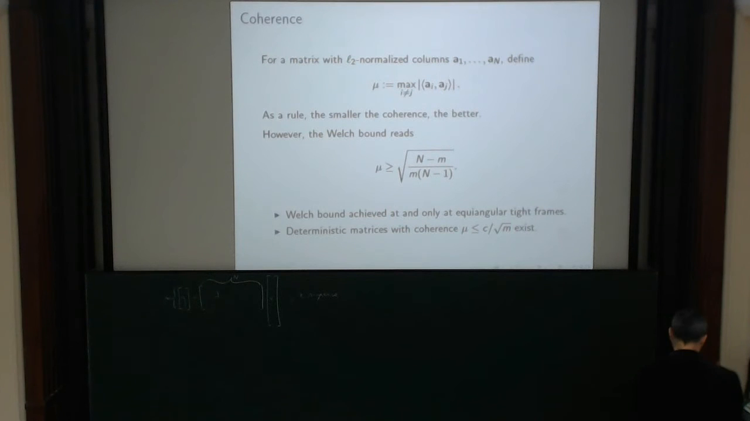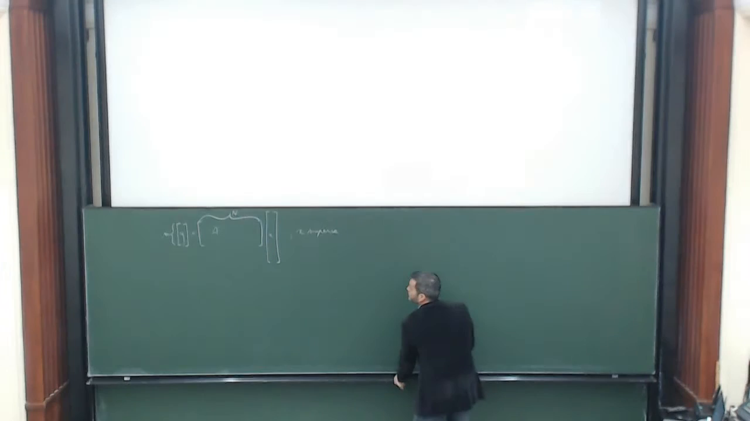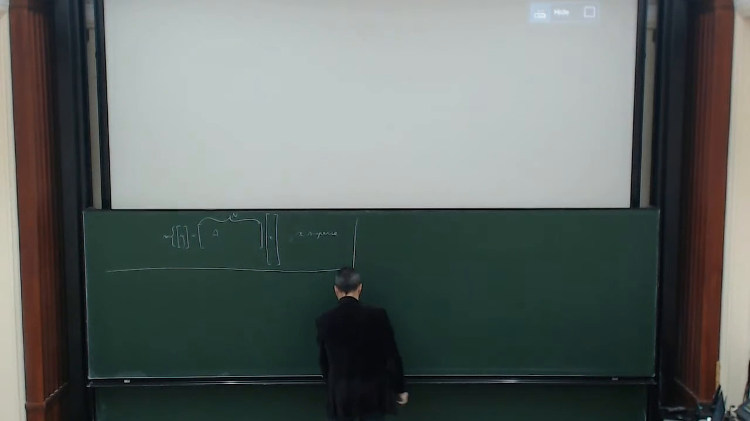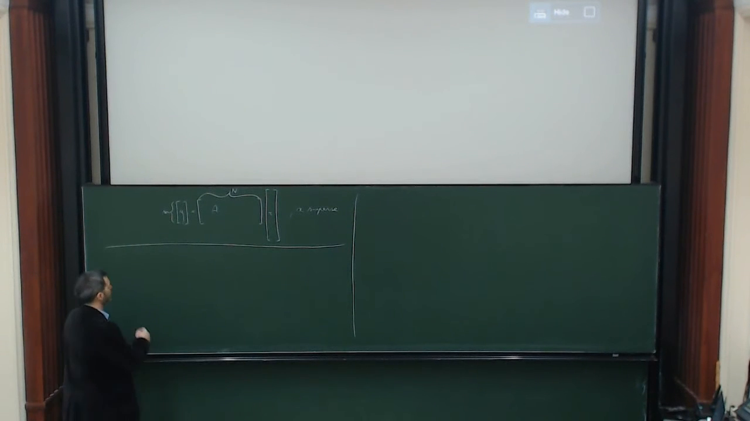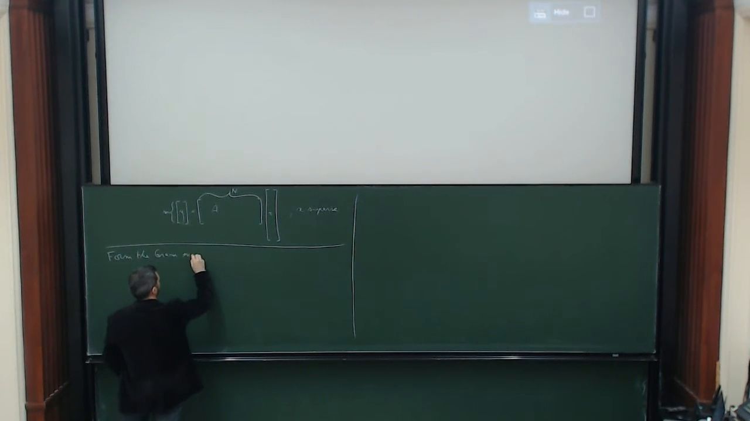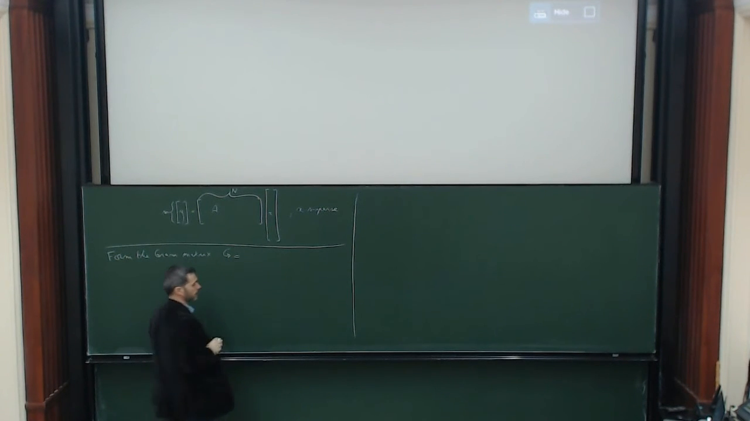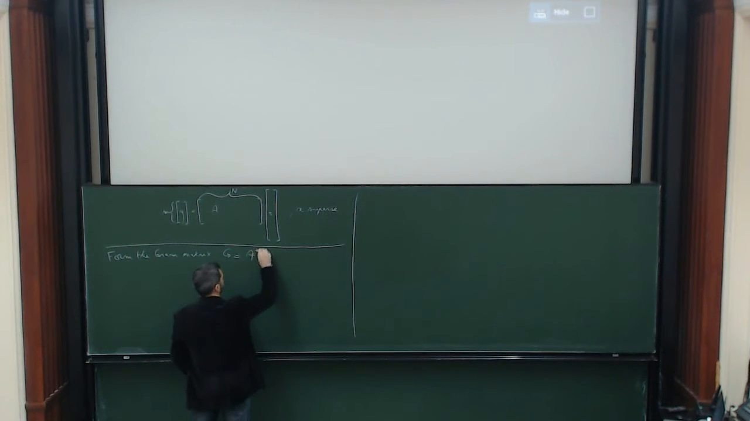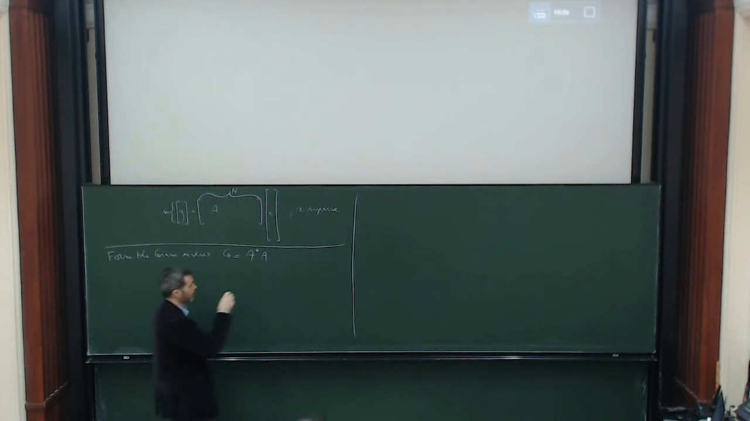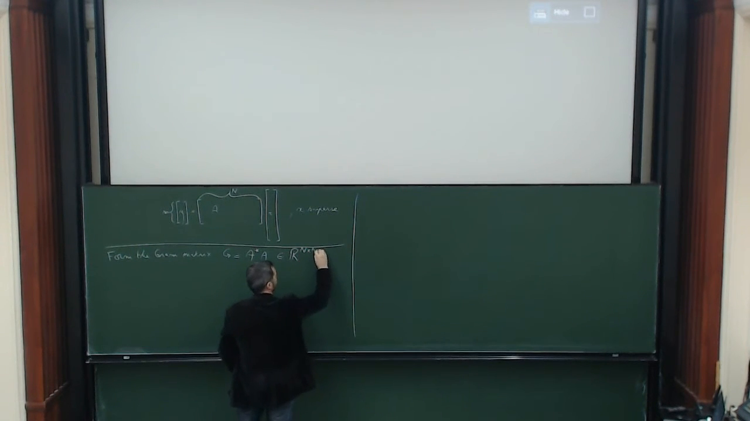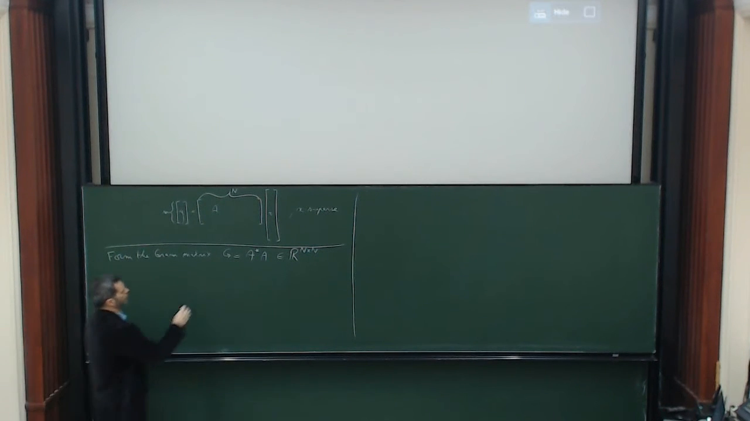So now I want to show you how to obtain the Welch bound, and I'm going to go on the board for that. So I have my matrix A. I'm going to form the Gram matrix G, which will be A adjoint times A. So this is a matrix of size N times N.